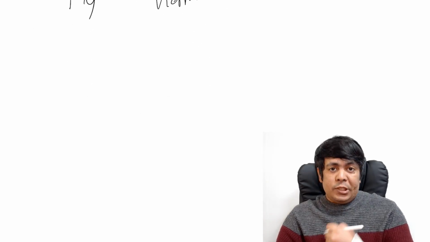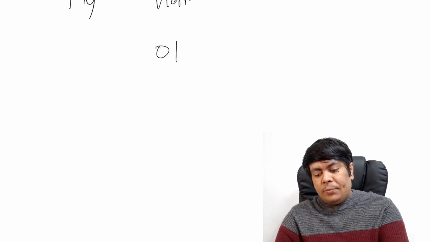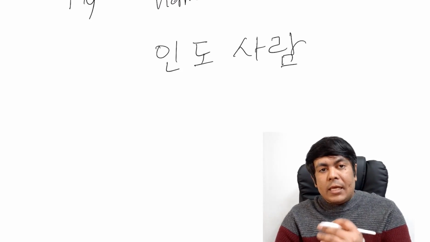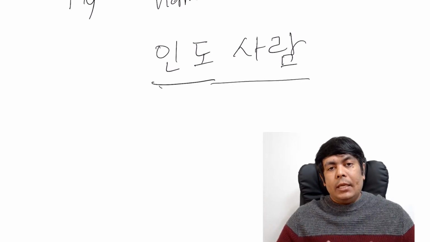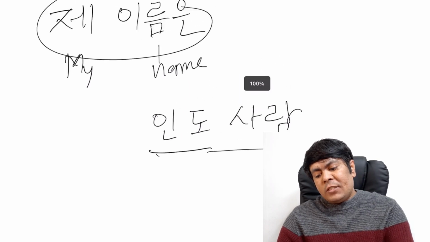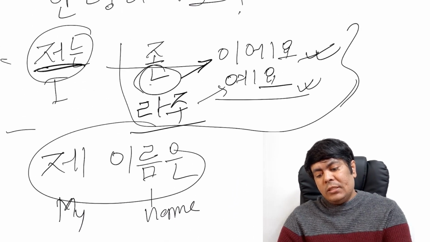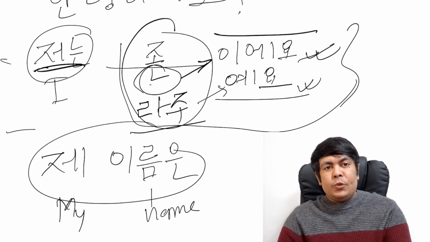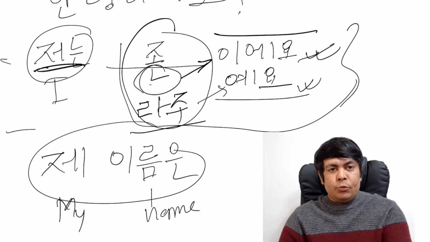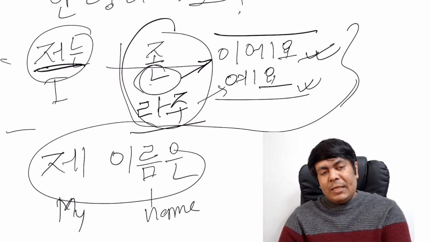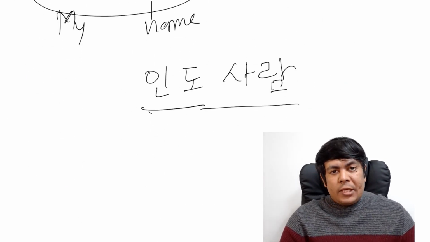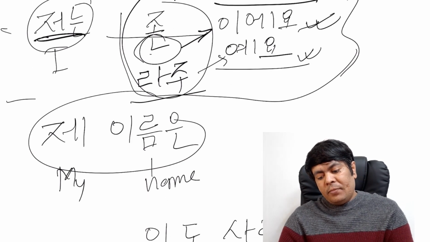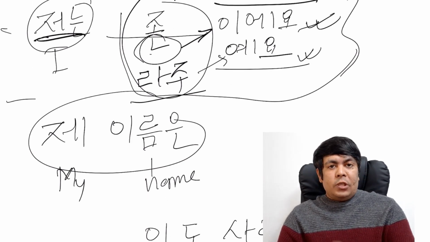Then you will talk about your nationality. This is a very important word: 인도 사람. Indo is India and Saram is person. So Indo Saram means Indian citizen. And you will just follow the same structure: 저는 something 예요. Here you told your name: 저는 라주예요. 저는 존이에요. Now instead of the name, you will use Indo Saram. So 저는 인도 사람이에요. 저는 라주예요. 저는 인도 사람이에요.